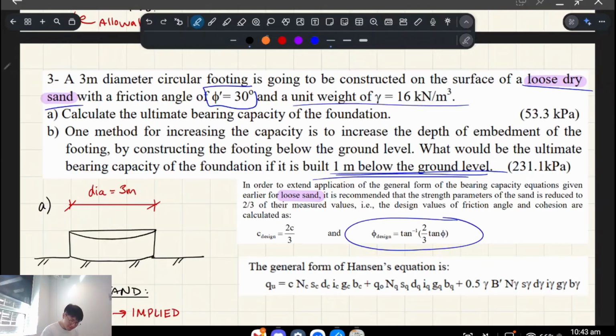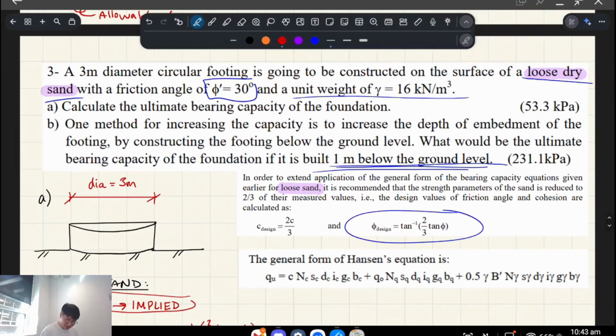Okay, so basically, because we have loose dry sand, it's implied that we don't have any cohesion, right? Because that stems from clay in your soil, right? So that becomes 0. The next thing is we don't have any inclination, ground, or base factors.